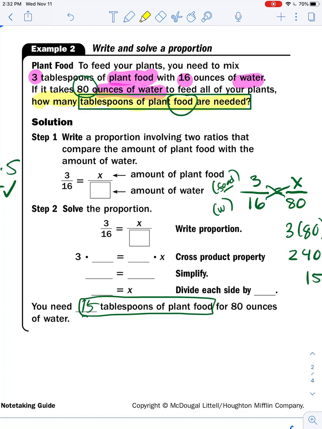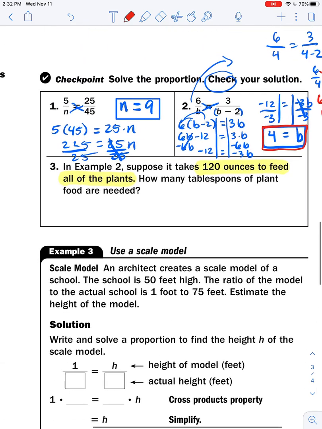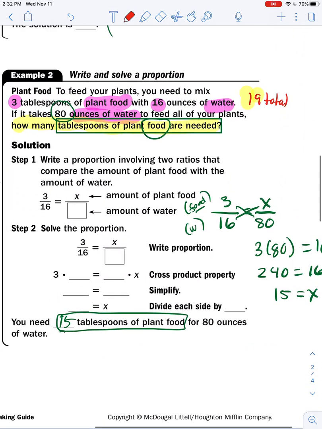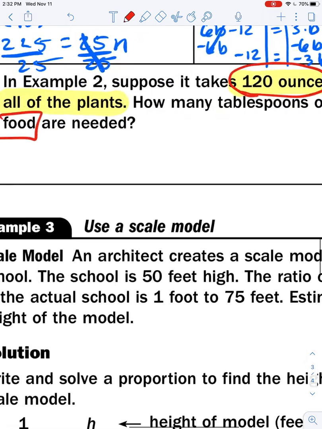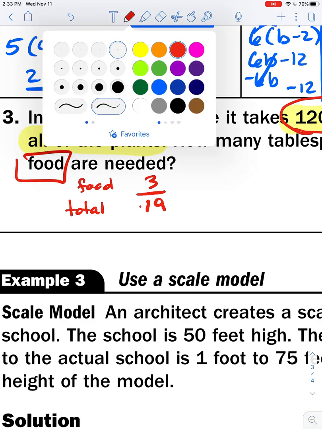Okay, so if you're looking up here, if you mixed 3 tablespoons of plant food with 16 ounces of water, that's going to be 19 total. Because what's different about this one down here is that it's talking about you need 120 ounces total. And then it's asking how many tablespoons of plant food. So what I want to look for is up here, I want to say how much plant food was involved. 3 tablespoons. Okay, so now I have what I need.